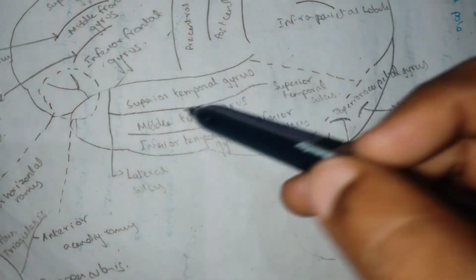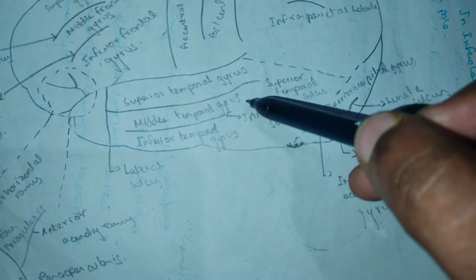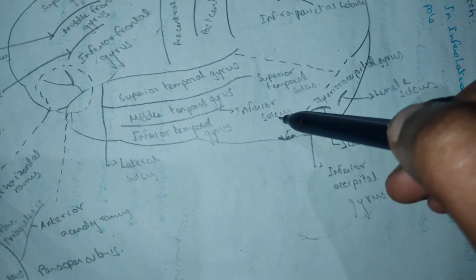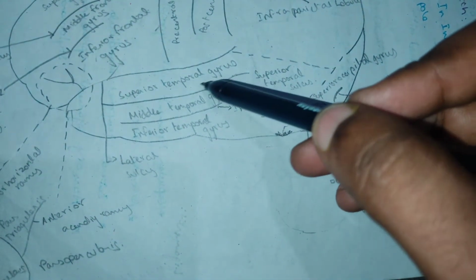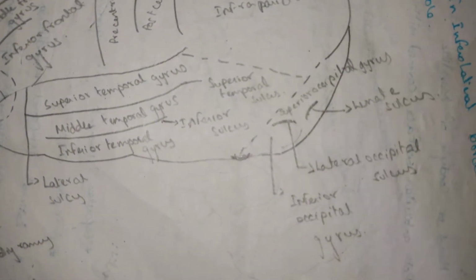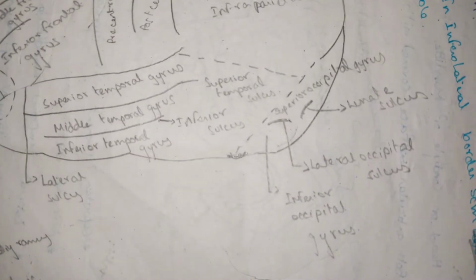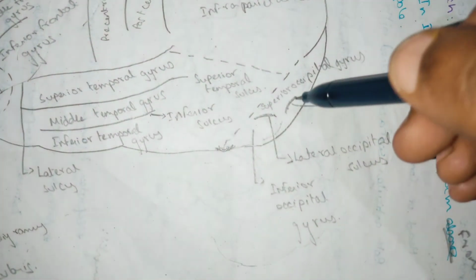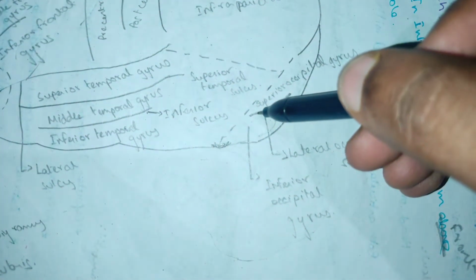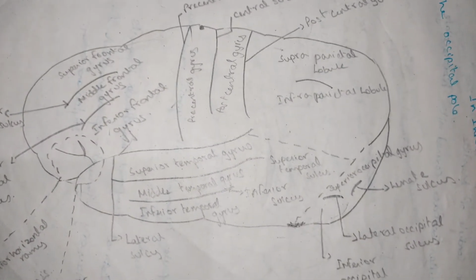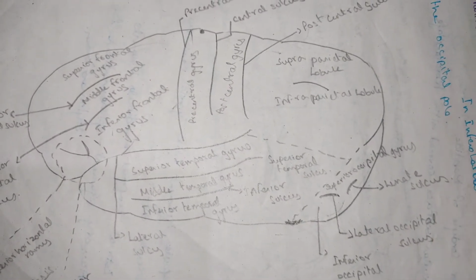In the temporal area there are two sulci, the superior temporal sulcus as well as the inferior temporal sulcus. This forms the superior temporal gyrus, middle temporal gyrus and inferior temporal gyrus. In the occipital area there is the superior occipital gyrus, formed by the lunate sulcus, and the lateral occipital sulcus is present here, and the inferior occipital gyrus is present here. This is the image of the cerebrum.